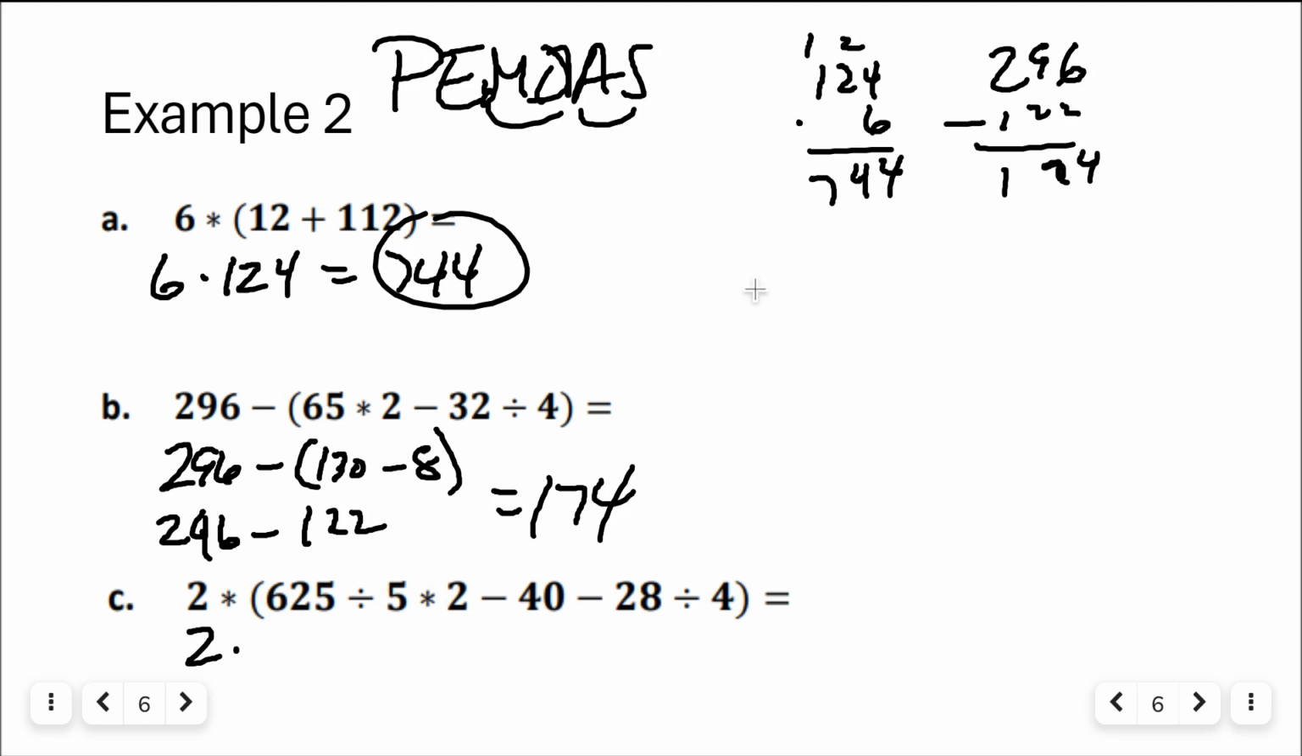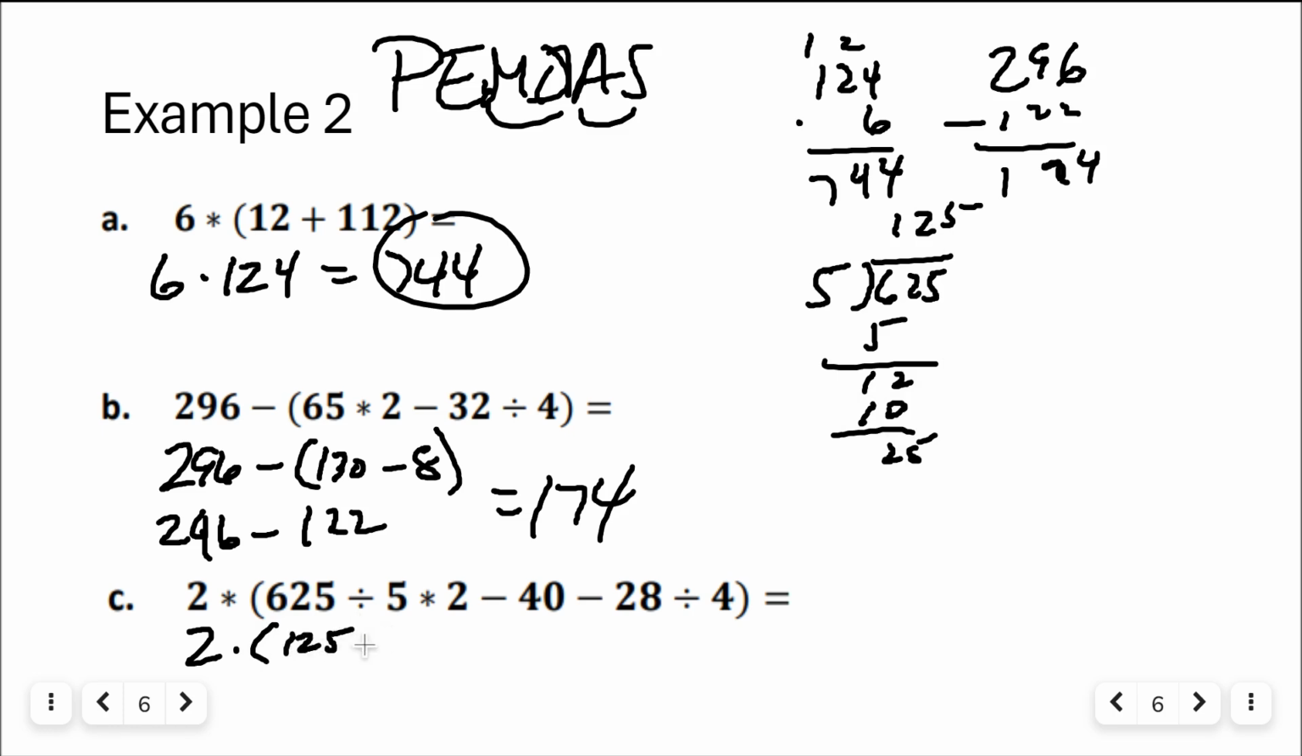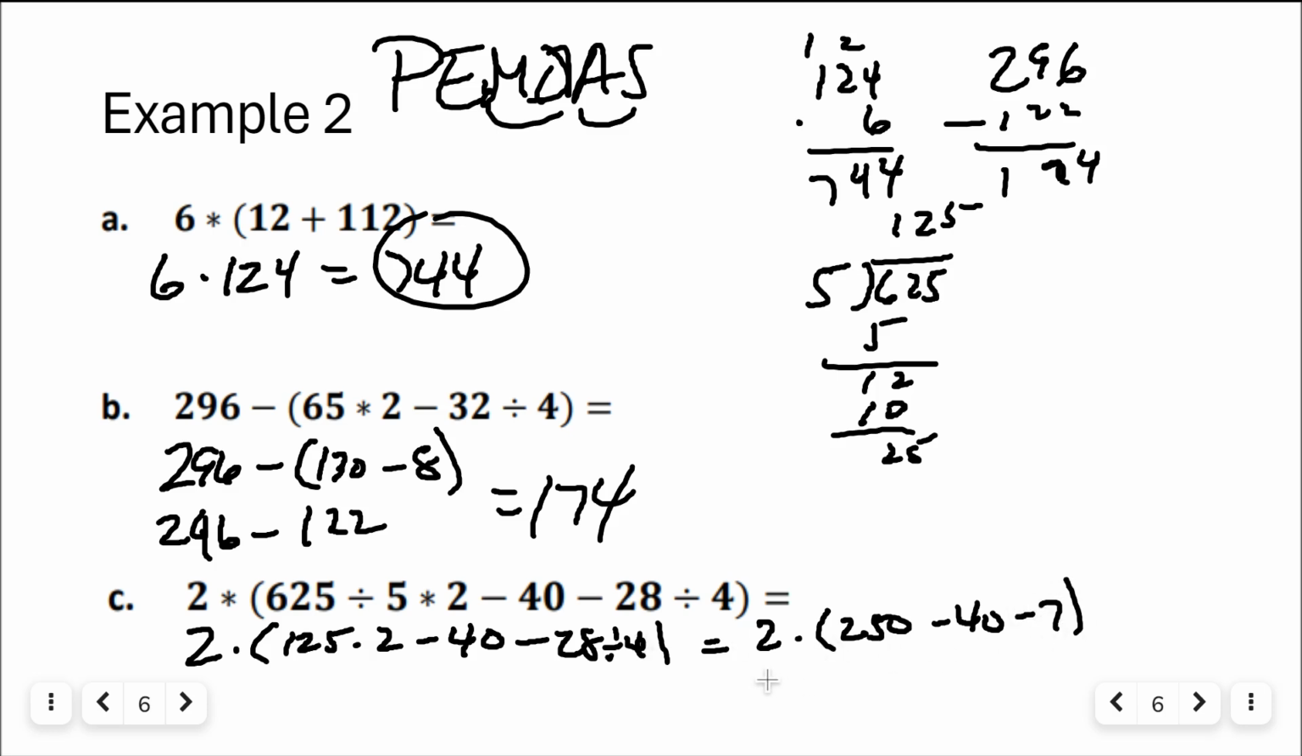And then finally, letter C, we have 2 times 625 divided by 5. All right, so we're going to do that first. Then we'll multiply by 2. So 5 into 625. Once. Twice. 5 times. Times 2 minus 40 minus 28 divided by 4. All right, let's keep going. So now we got 2 times 125 times 2 is 250 minus 40 minus 7, 28 divided by 4.